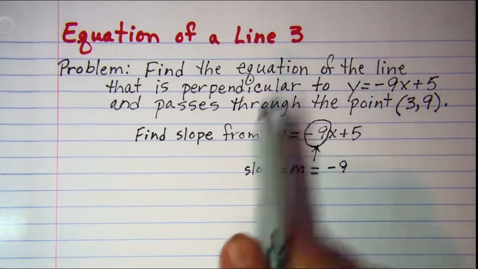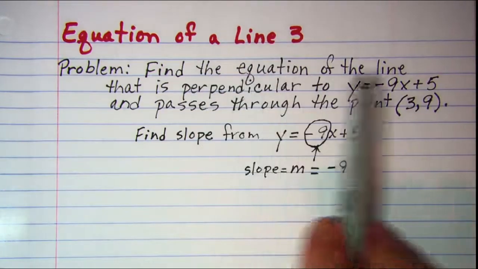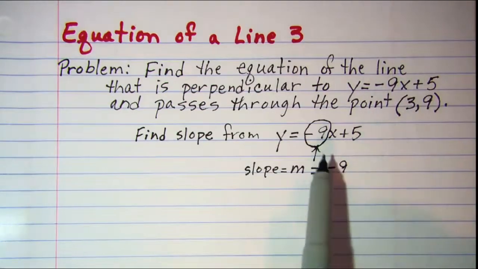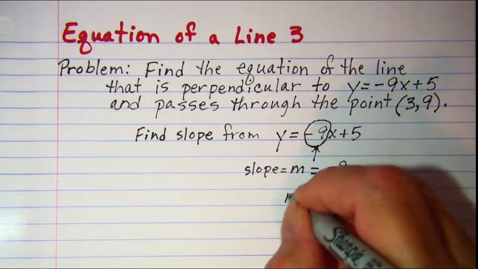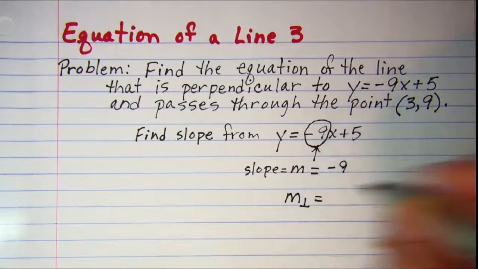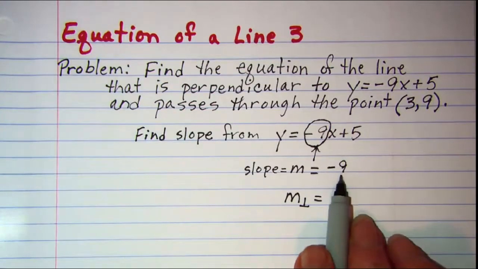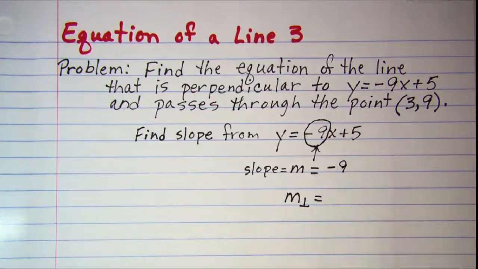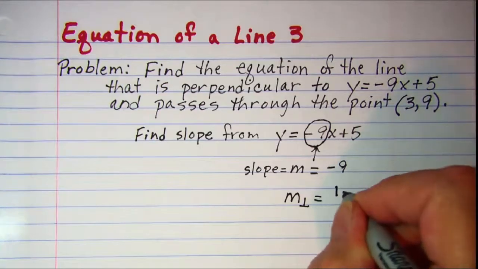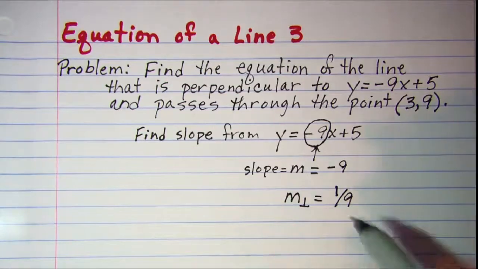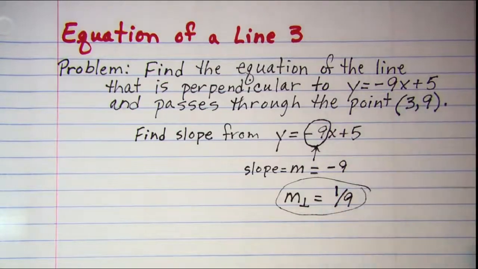Okay. Now, our problem though, we want the equation of a line that's perpendicular to this line. Well, if we had wanted the equation of the line parallel, then it would have the same slope. But our perpendicular slope is going to be, change the sign, so it'll be a positive, and then find the reciprocal. So positive 1/9 is the slope of our perpendicular line. So this is what we want to use.